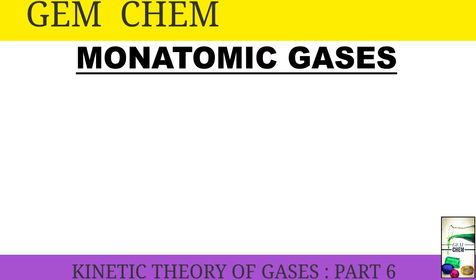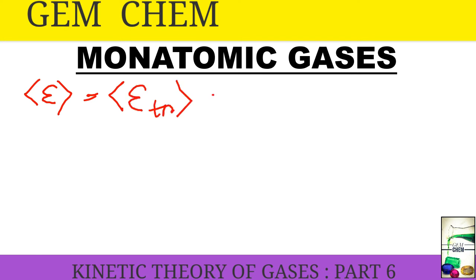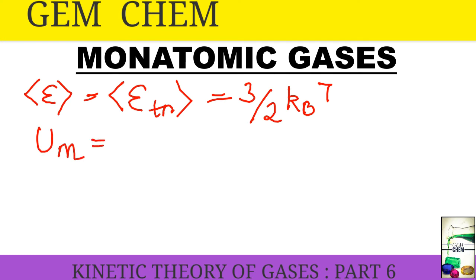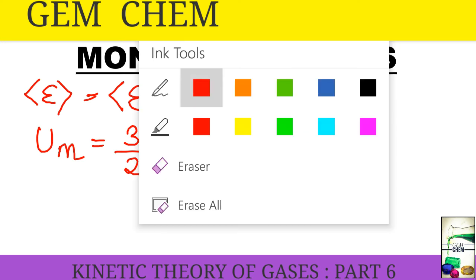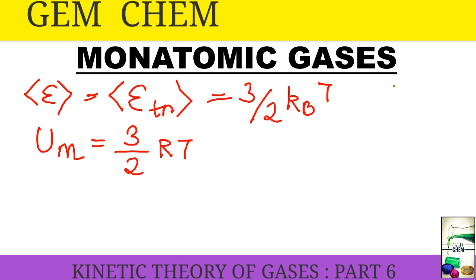Now we will see monoatomic gases. For monoatomic gases, we have already discussed that the degrees of freedom is only 3. So it has an energy of only E translational, which is 3/2 kBT. And so its Um, that is internal energy, is 3/2 RT. Where did R come from? R came from this part: NA into kB gives us the universal gas constant R.